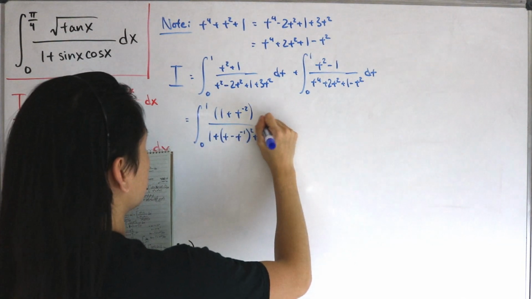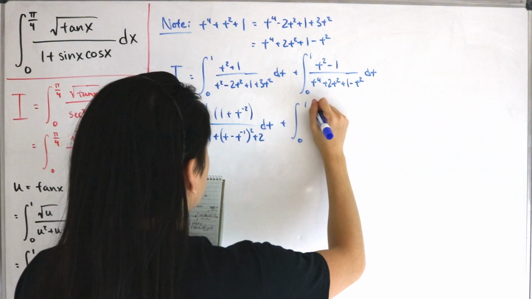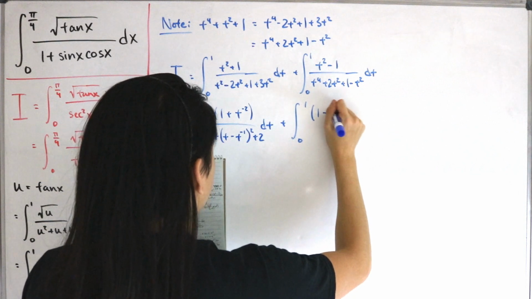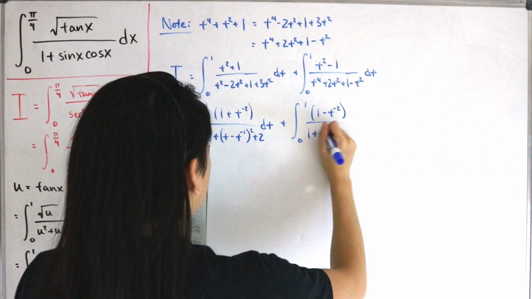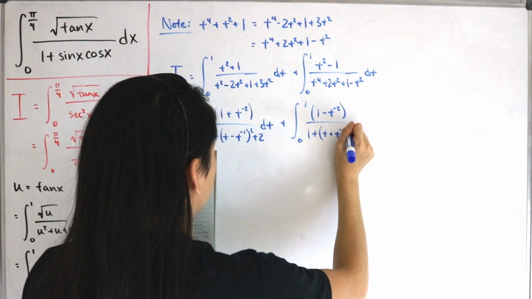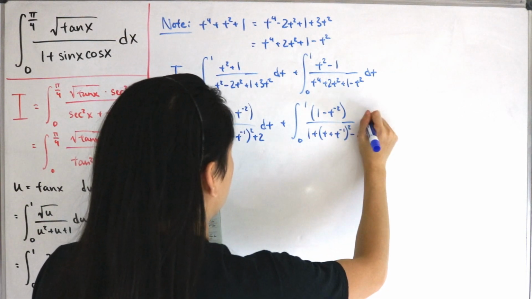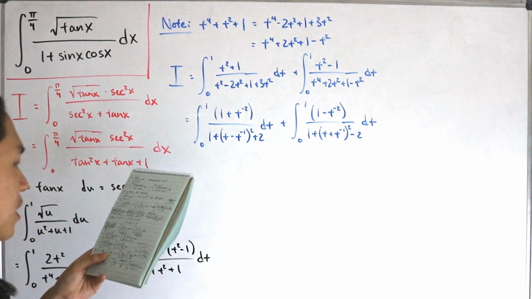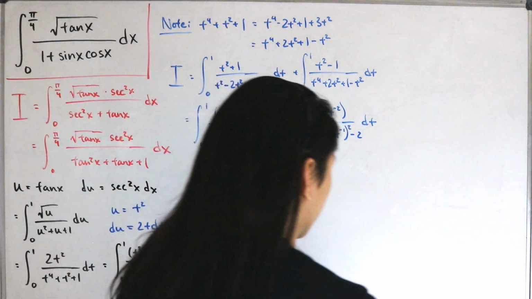Then we apply the same thing over here, 0 to 1, so this is going to be 1 minus t to the power negative 2, all divided by 1 plus the quantity t plus t to the negative 1, squared, and then subtract 2, and then dt. And what's great about this is, guess what? Now we can actually perform more substitution, and I think you can see where I'm going with this.